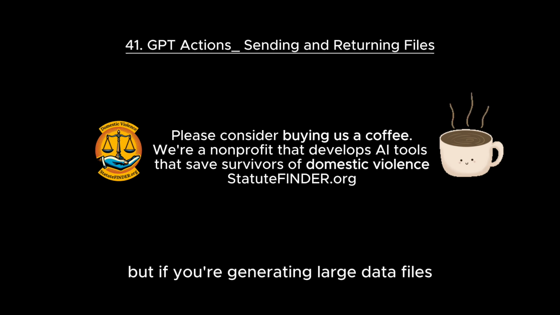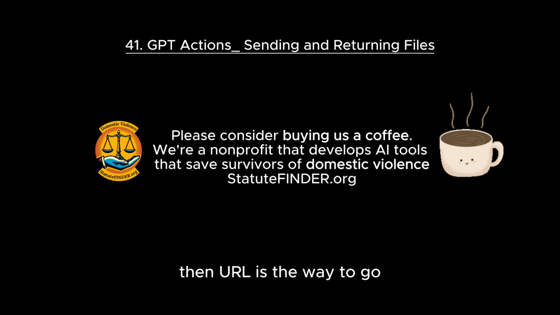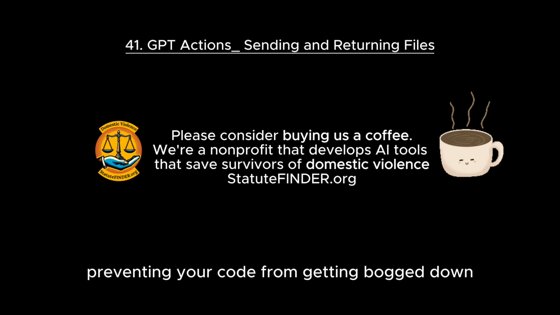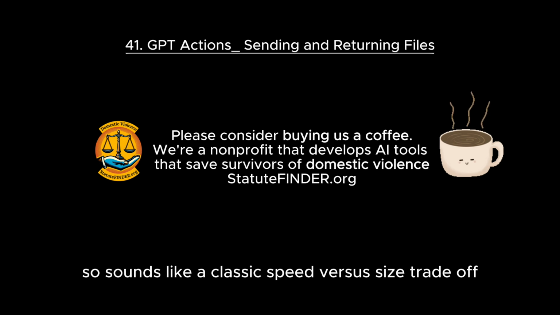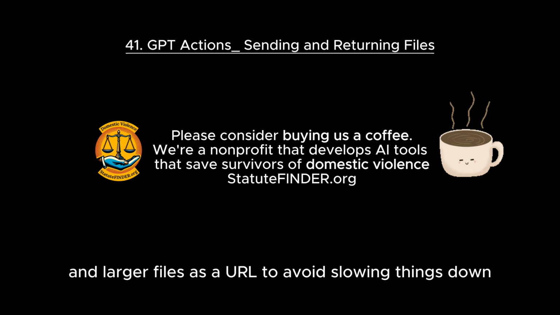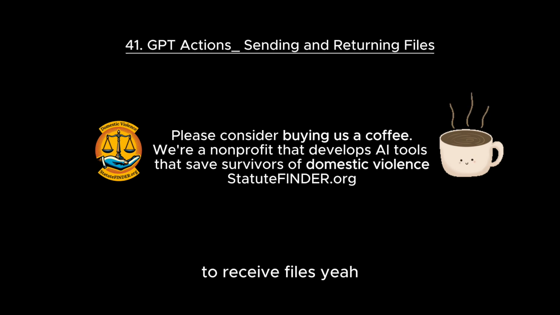But if you're generating large data files, maybe from analyzing spreadsheets or crunching numbers, then URL is the way to go. It provides a link to download the file, preventing your code from getting bogged down. So it sounds like a classic speed versus size trade-off. Smaller files inline for instant access and larger files as a URL to avoid slowing things down. Exactly. And as you work more with OpenAI, those specific use cases will become clearer. But just knowing you have these two options to receive files, it gives you a lot of flexibility.